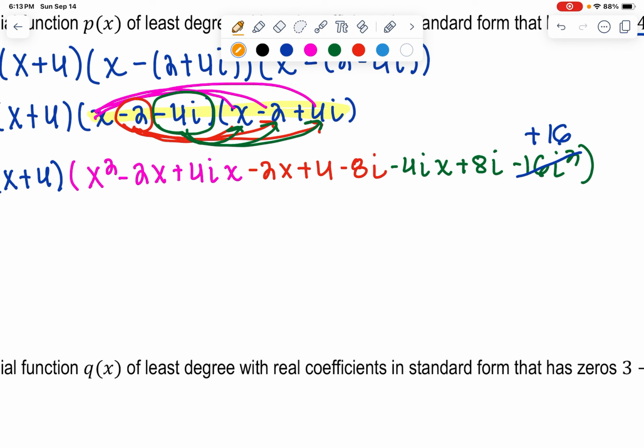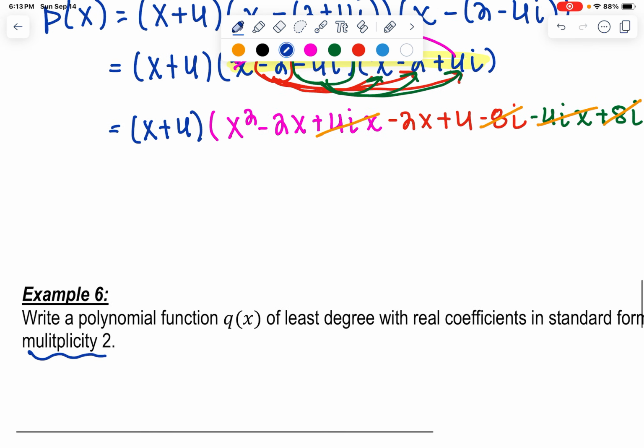The amazing things that happen, right? 8i and negative 8i cancel out. Negative 4ix and positive 4ix cancel out. Remember, amazing things happen when you multiply complex conjugates. All right, or any conjugates for that matter. So this is x plus 4, and now we're going to combine like terms.